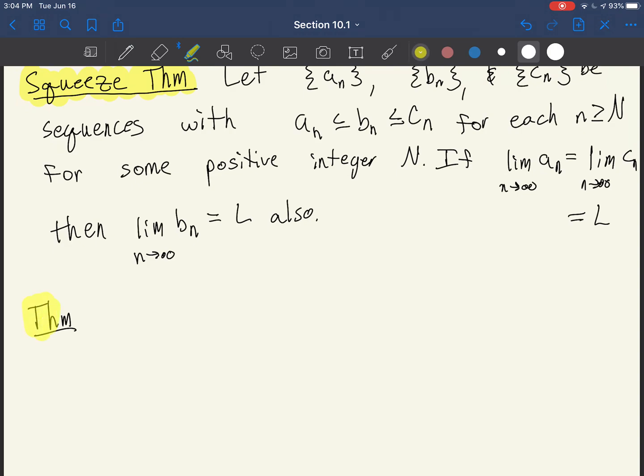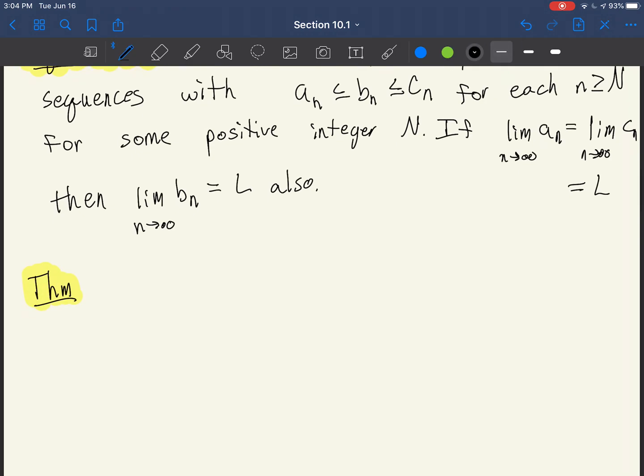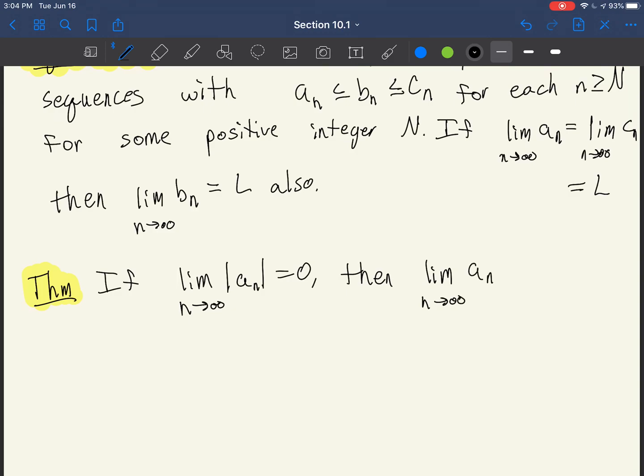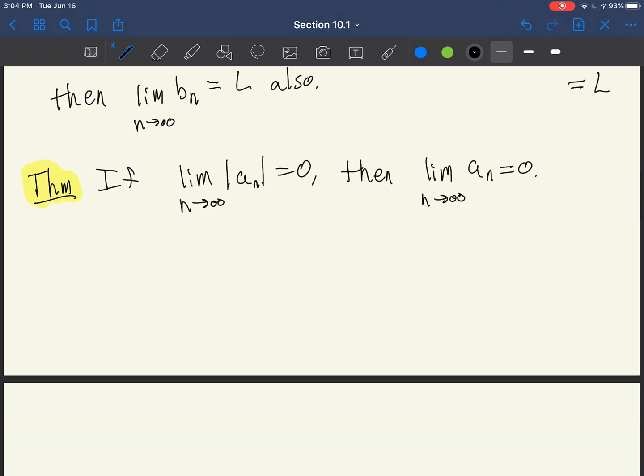Okay, next theorem. We have if the limit as n goes to infinity of the absolute value of a_n equals 0, then you can drop the absolute value, the limit as n goes to infinity of a_n equals 0. And note, this is only true if the limit equals 0. This would not be true if the limit equaled 1 or any other value. It has to be 0.